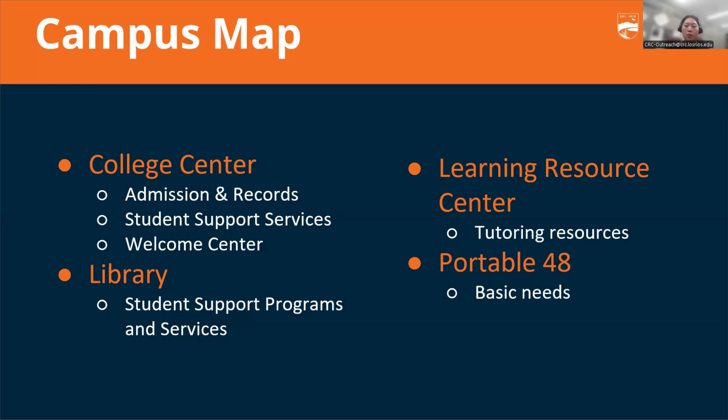Portable 48 is where we have our Hawks Care program. So this program provides a lot of basic needs to our students. And again, I'll go into more detail, but they provide resources like food, housing resources, laptop rental, shower access, and more.